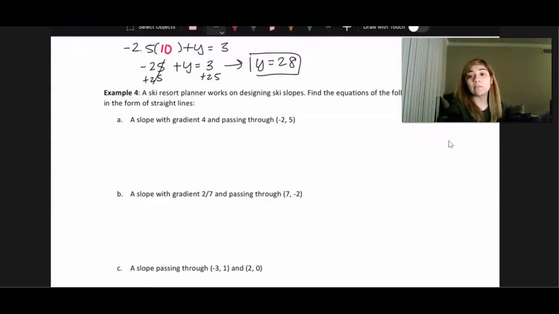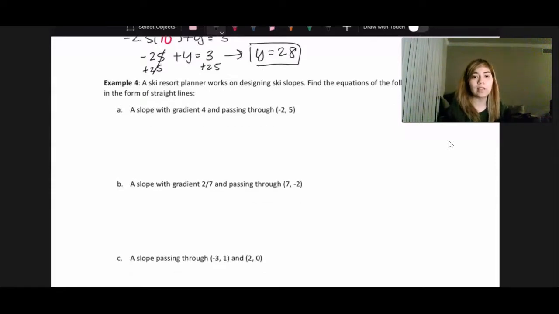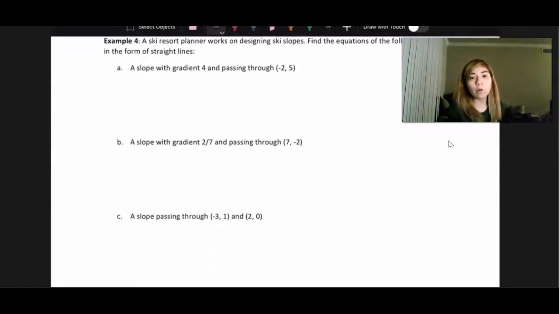So anyways, for example 4, we have a Sears work planner who works on designing T-slopes who is finding equations of the following slopes in the form of straight lines. So we have a slope of gradient 4 and passing through the point negative 2, 5. Since I have a point and a gradient, I'm going to use point gradient form. So my gradient is 4, and I have this point.